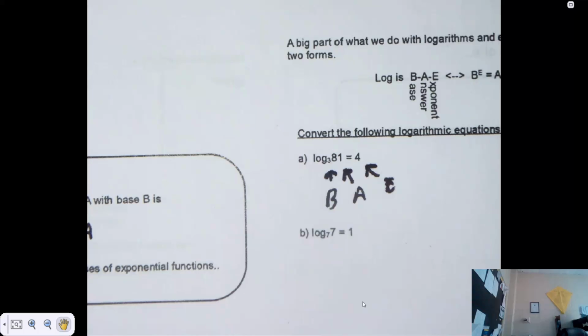Log is bae. Bae is French for what? Poop. That's right. Wow, who said that? Dylan. Bae is French for poop.